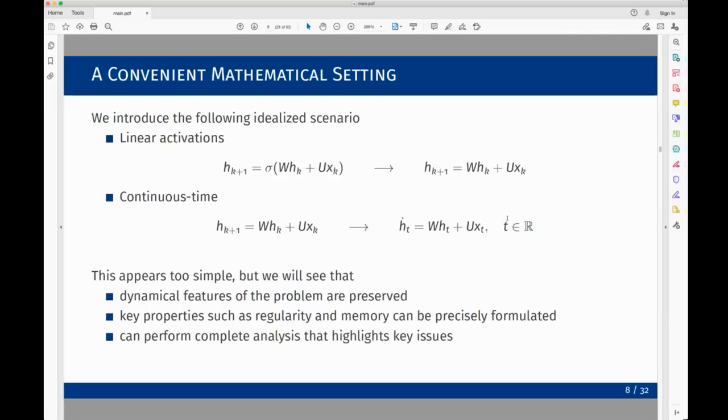So using the mathematical language, we can specify these concepts, the regularity or memory, easily and make it rigorous. Furthermore, with the help of the linear activation, we can perform a quite complete analysis that highlights the key issues when we consider the approximation problems and optimization problems.